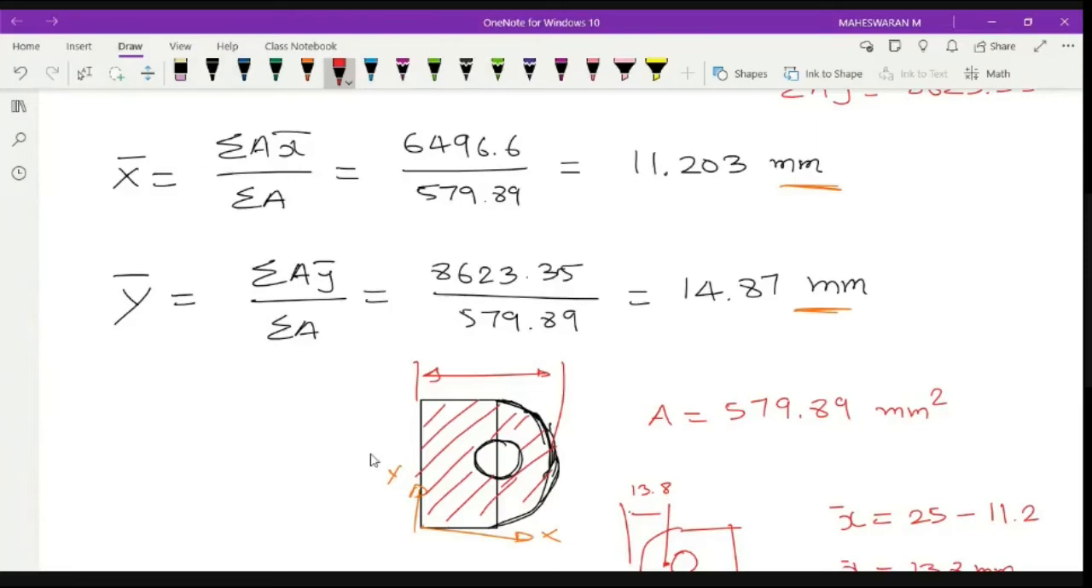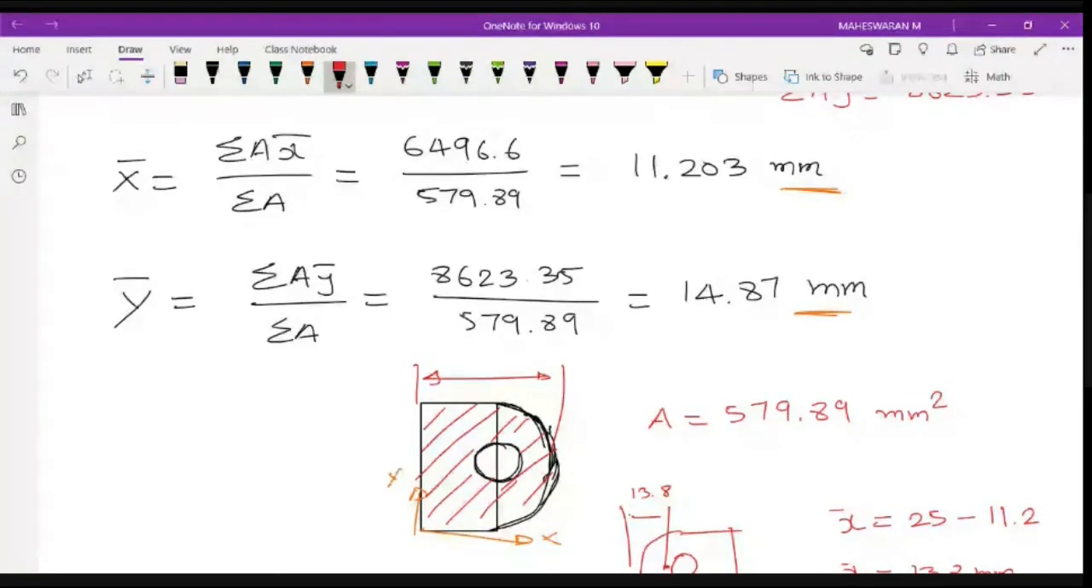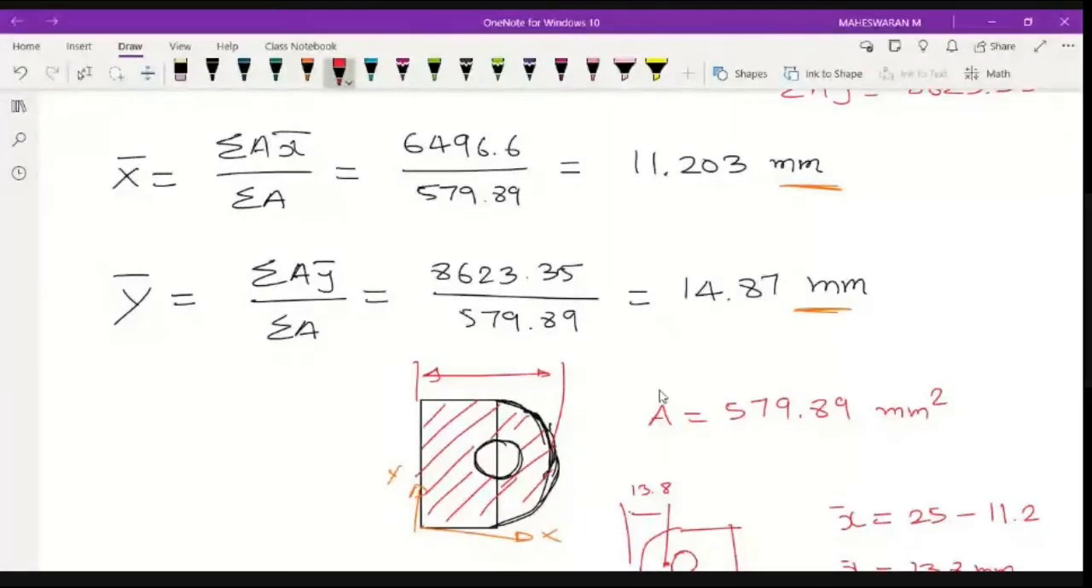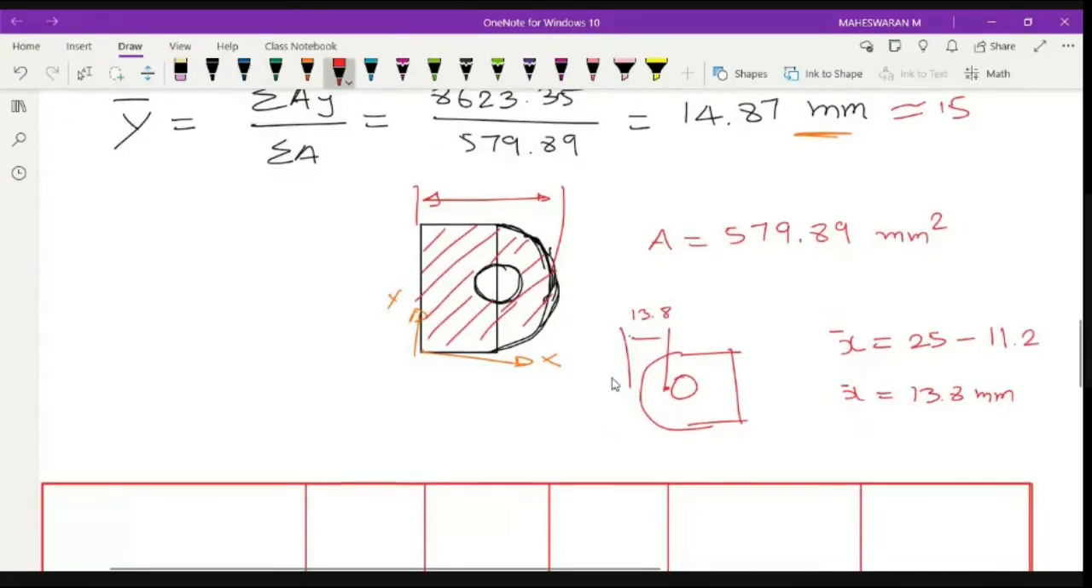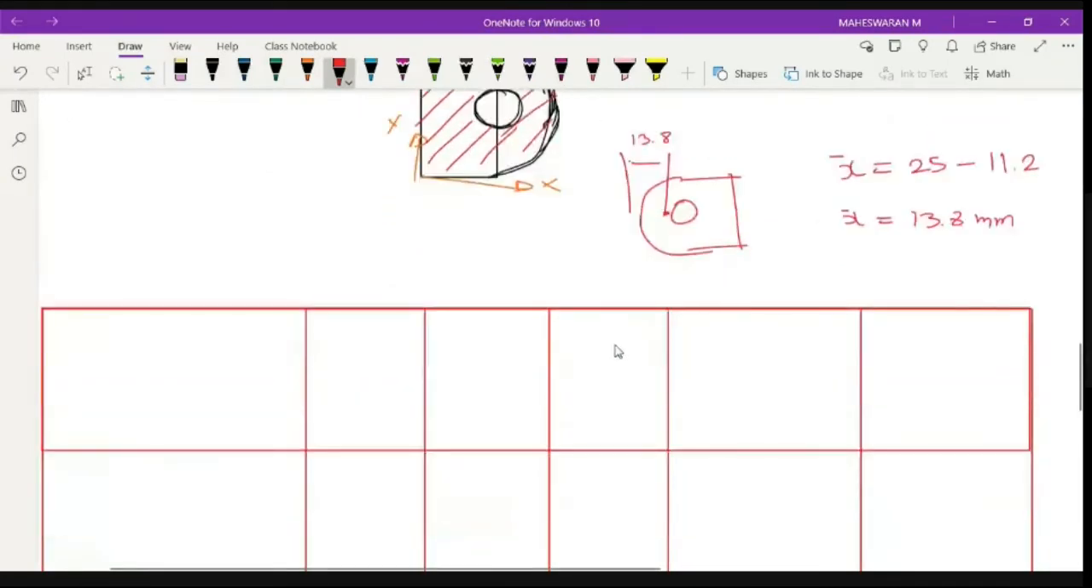When I cut in the x-axis, the top side and bottom side are symmetrical. In that case, it will be total distance by 2. Total distance is 30, so 30 by 2 is 15. This has to be approximately 15. The correct answer is 15, but because of these decimal places, you are getting something like this. But anyway, we will use the same data to solve it. It doesn't matter, there is not much difference. Let us leave that.